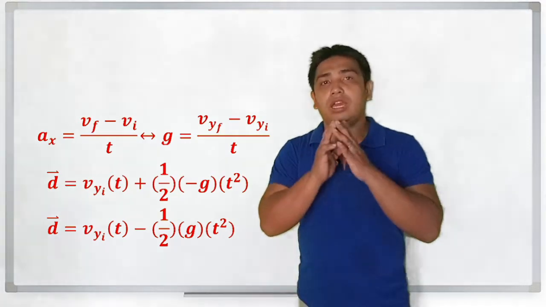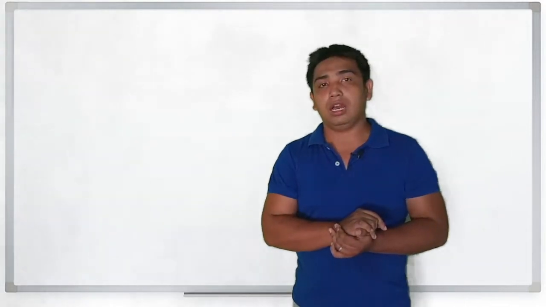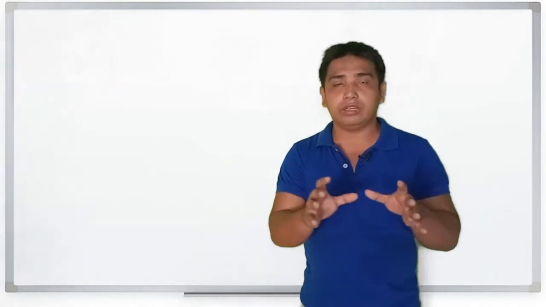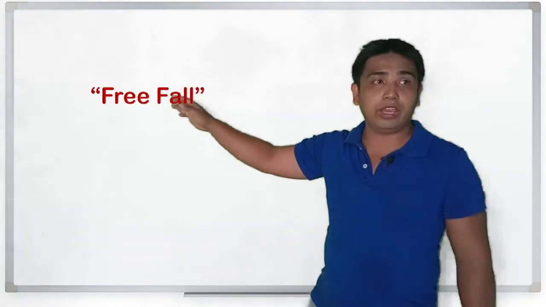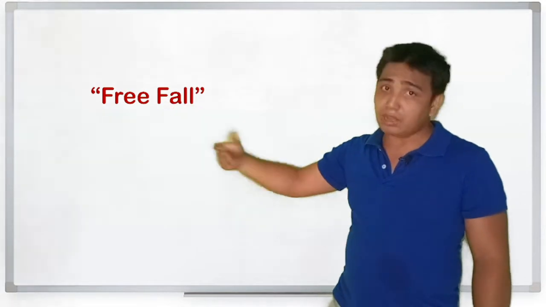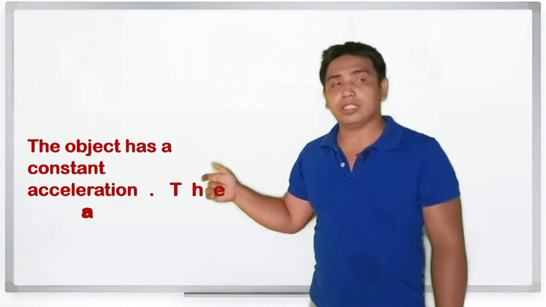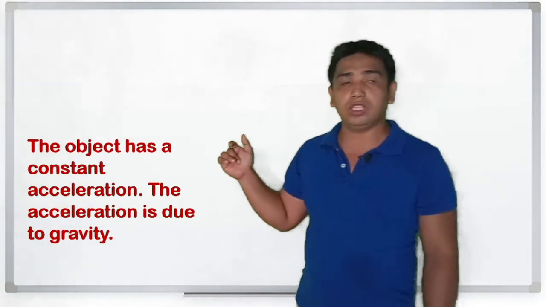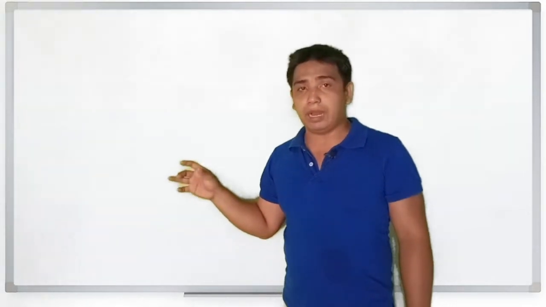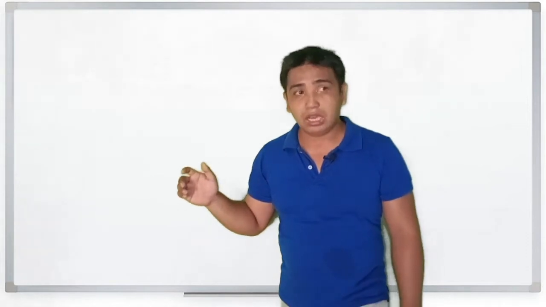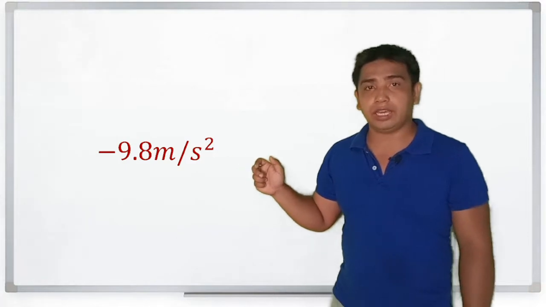It will be helpful if we can totally understand the problem before we solve it. The word freefall there means that the object has a constant acceleration, and that acceleration is the acceleration due to gravity. So all throughout, the value of the acceleration is not changing, and that is negative 9.8 meters per second squared.